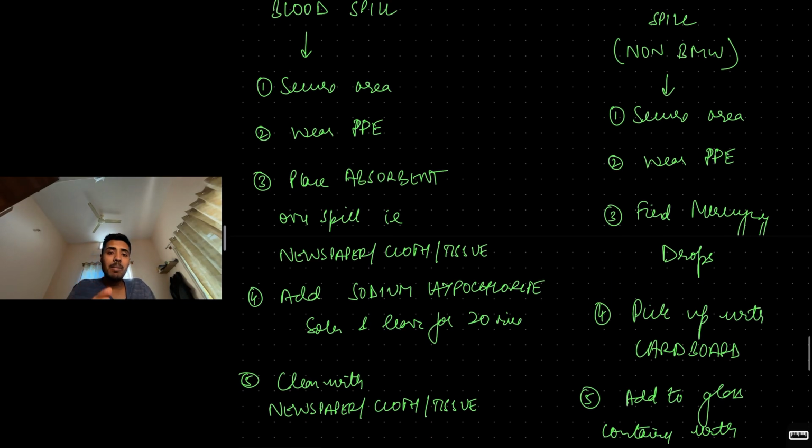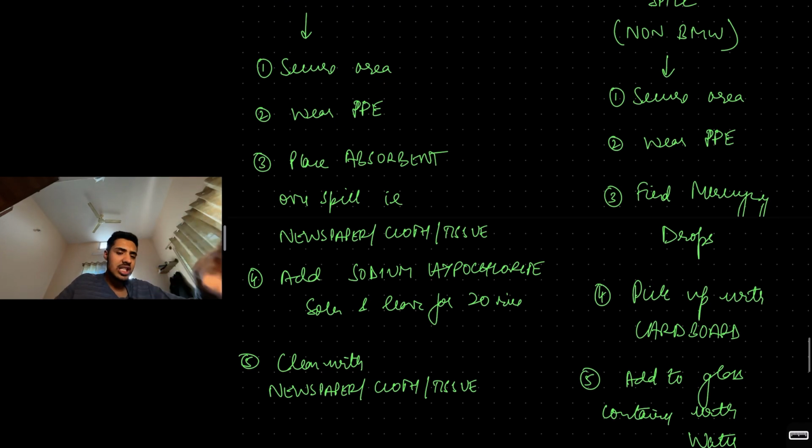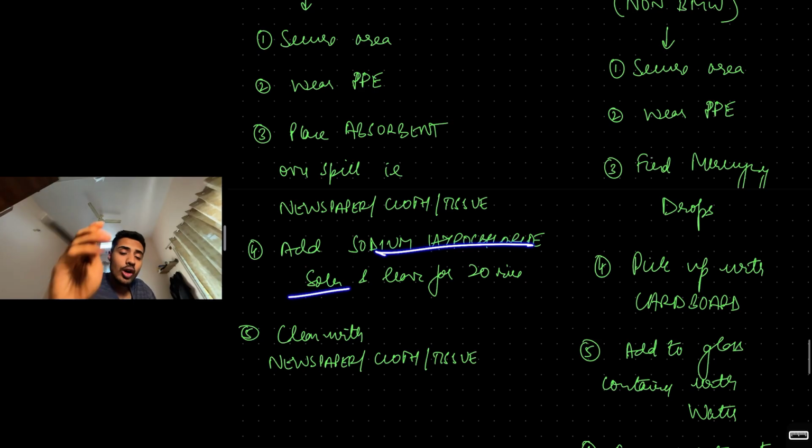Blood spill, what will you do? You'll first secure the area. You'll wear personal protective equipment. Then over that spilt area, you will place an absorbent material like a cloth, a newspaper, or a tissue, so that it absorbs, soaks up all that blood. That blood could be infected. So next we'll add sodium hypochlorite solution over it, disinfectant, and leave it for 20 minutes.